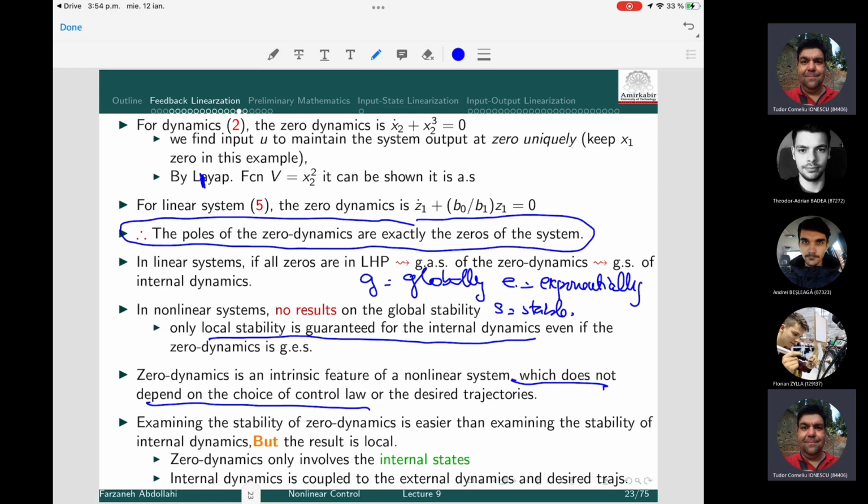Examining the stability of zero dynamics is easier than examining the stability of the internal dynamics, but the result is local. That's what it says here. Zero dynamics only involves the internal states. Internal dynamics is coupled to the external dynamics of the desired trajectories. Makes sense.